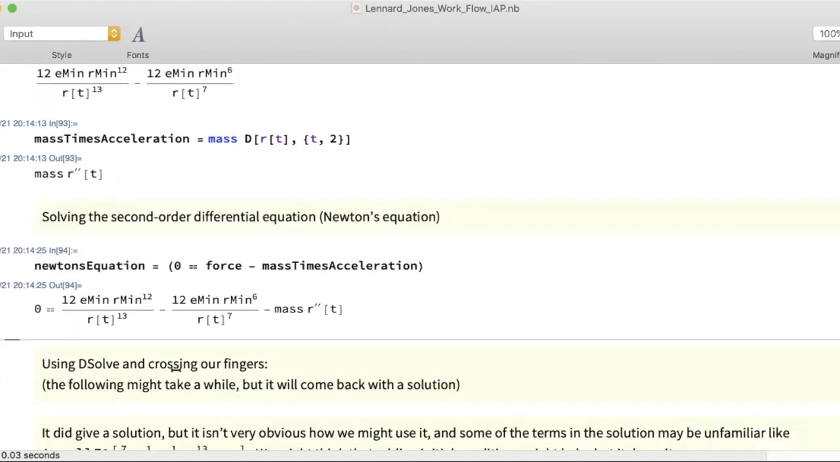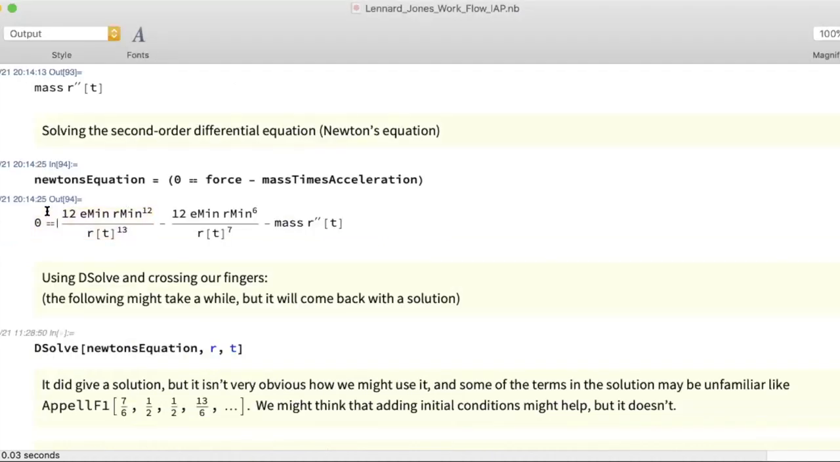Okay, so that's what I need to solve. So we might just try to use a differential equation symbolic solver, cross our fingers, and hope that it might have a symbolic solution. All right, so let's try it. So here we go. We're going to try to solve this differential equation.